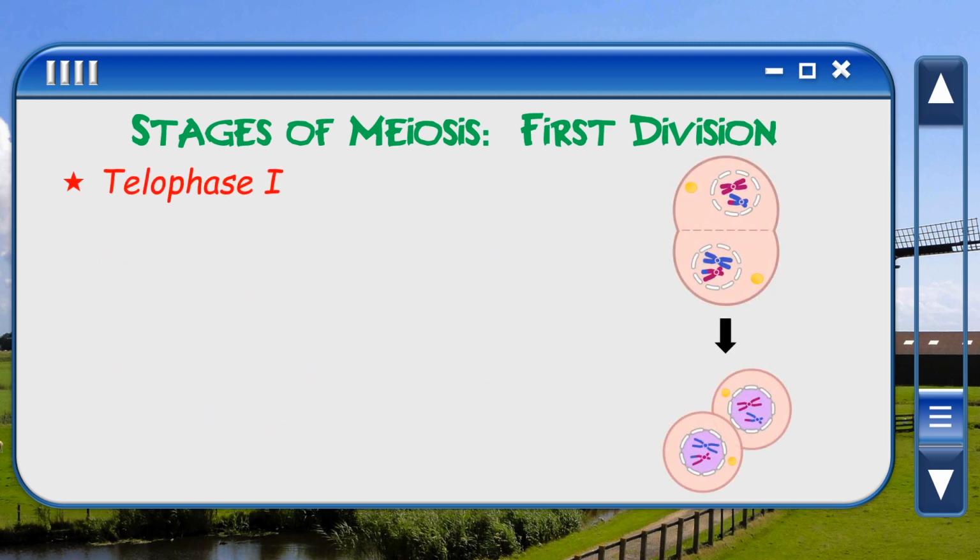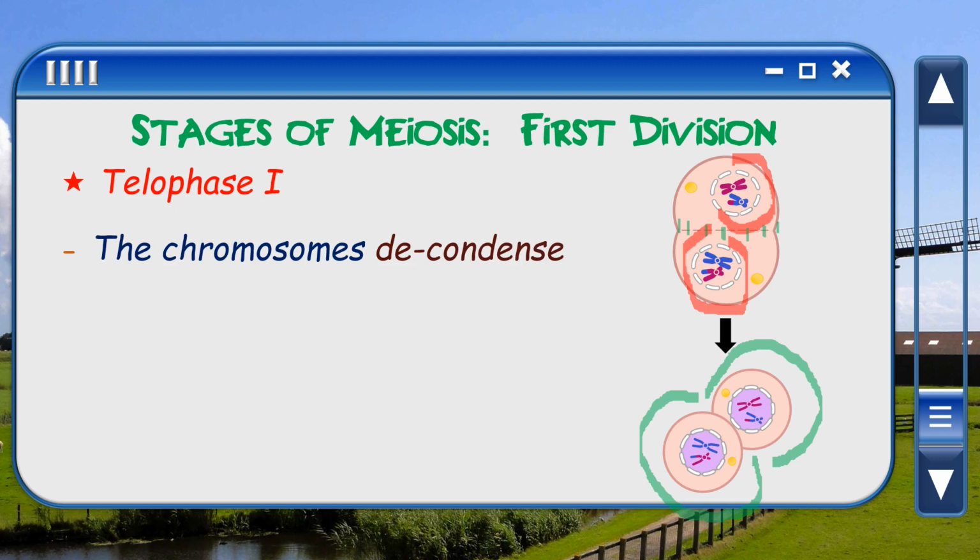Now we go to telophase 1. In telophase 1, the chromosomes have reached the different poles. Our homologous chromosomes have gone to separate poles and now they have reached different poles. Now the cell is going to divide itself into two, what we call cytokinesis. It divides into two and we shall end up forming two daughter cells, and that is what we call telophase 1.